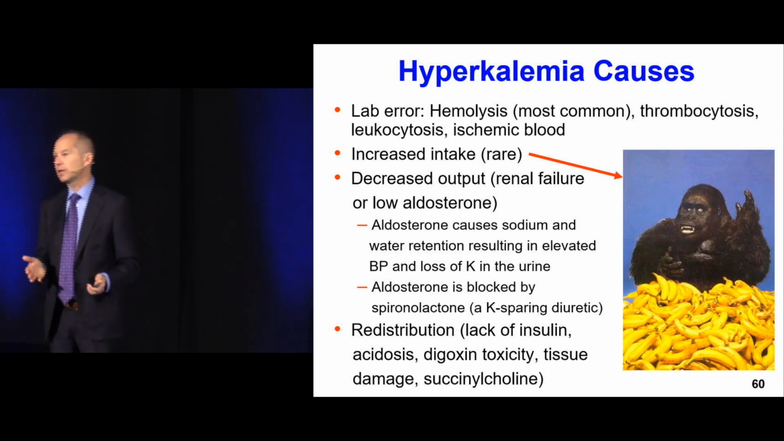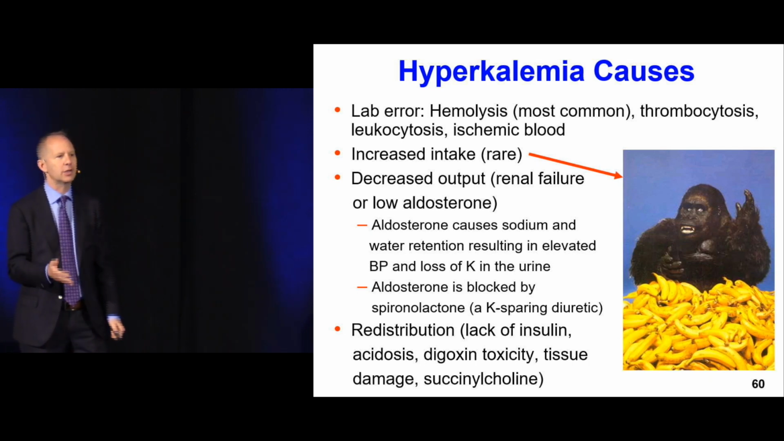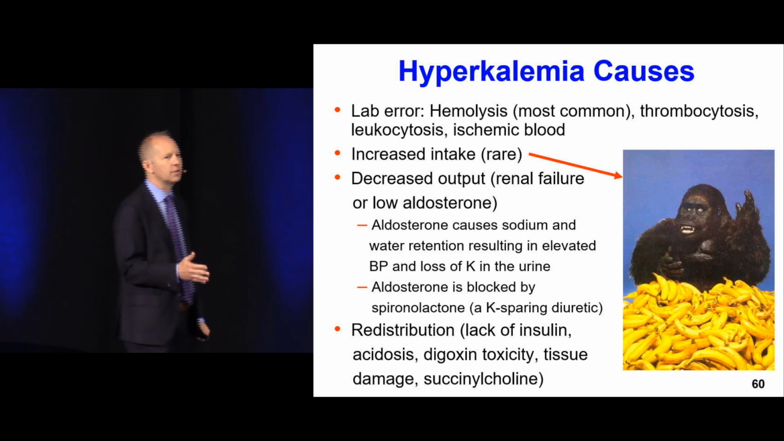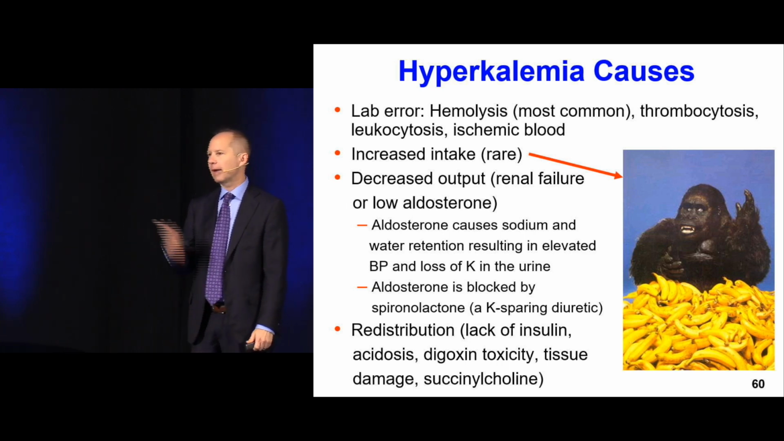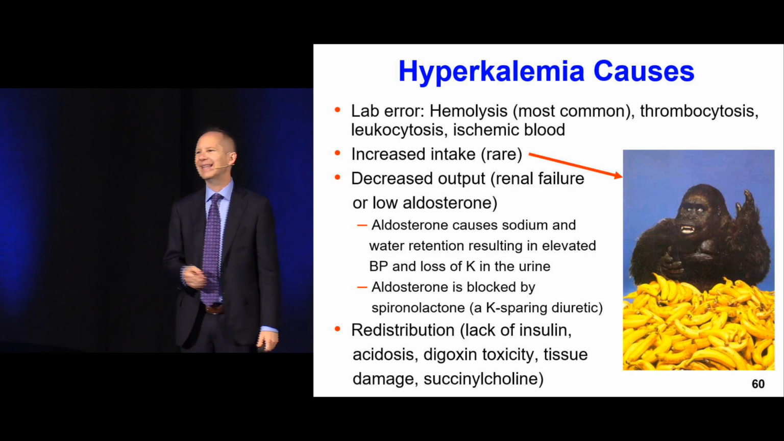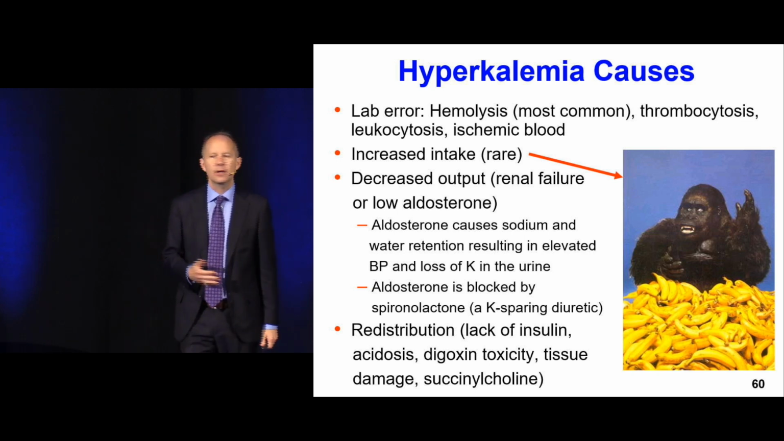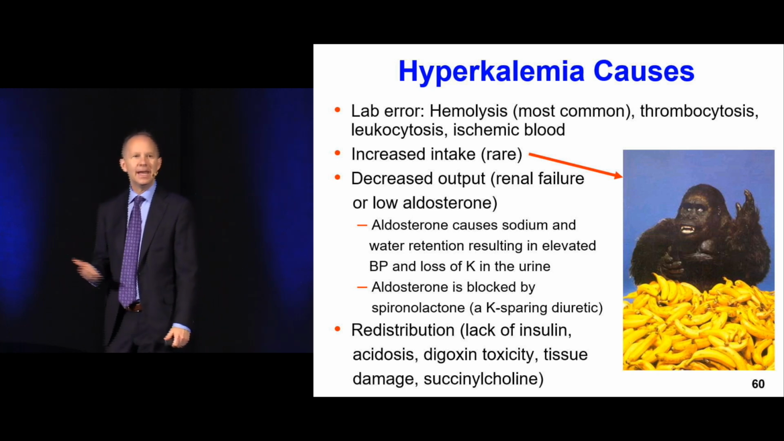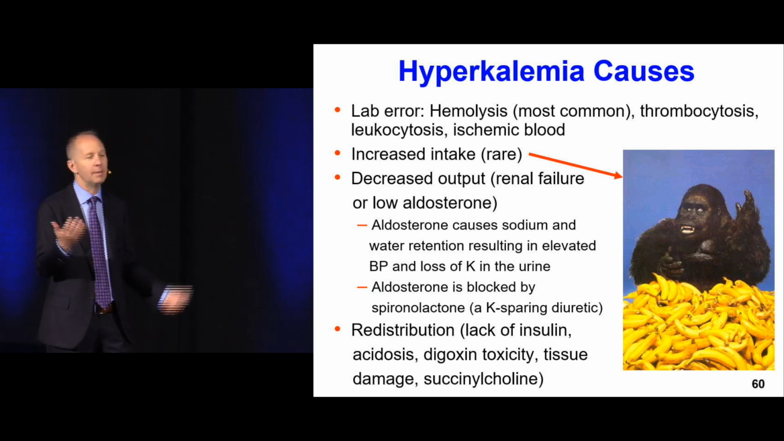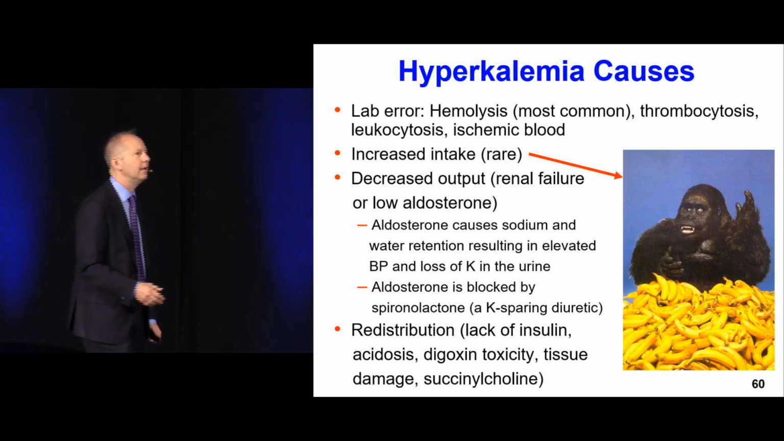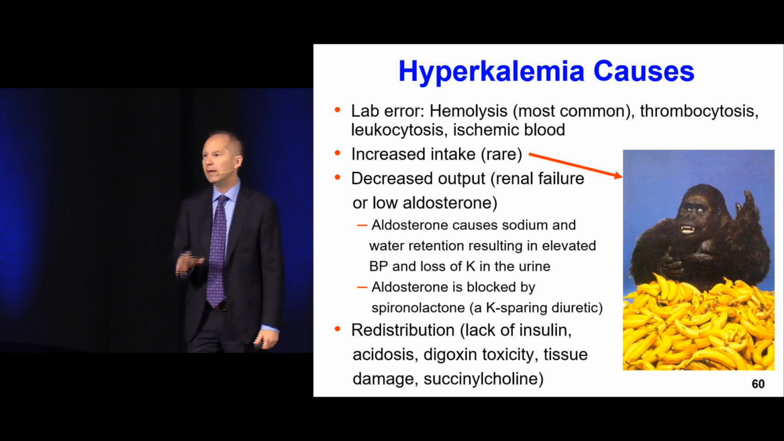Hyperkalemia. You know this is going to show up on the boards. There's no way this cannot show up on the boards. It's a classic emergency for us, so we know about it. What causes hyperkalemia? Of course, it could be a lab error, hemolysis, things like that. Increased intake is pretty rare: a pile of bananas, or Pen VK, penicillin VK. The K is potassium. Maybe take a bunch of that, I don't know. But decreased output? Sure, absolutely. Renal failure. We see that all the time.